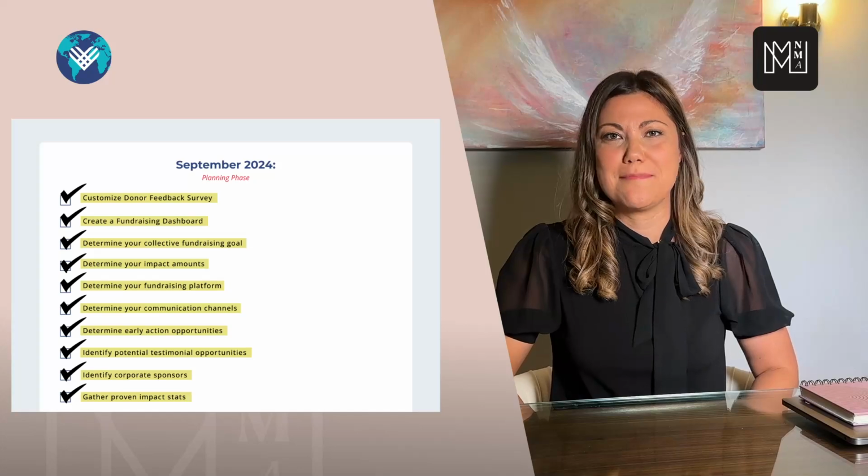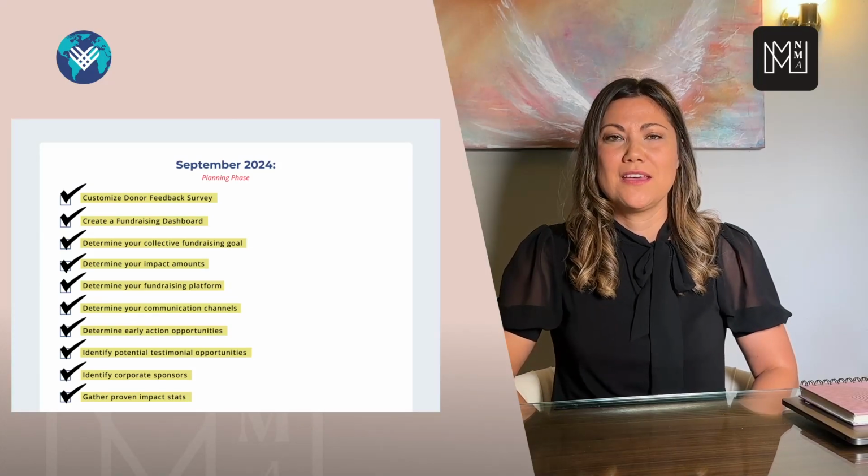The last item on our checklist is to gather proven impact stats for your campaign. So this goes along with testimonials, but more of the data so that you can put together, again, stories that not only touch the heart, but make sense to people logically, because some people are more brain-driven where they want to see facts and figures, and then other people are more heart-driven where they want to see the stories. So start to make your lists of both of those and you should be in good shape.